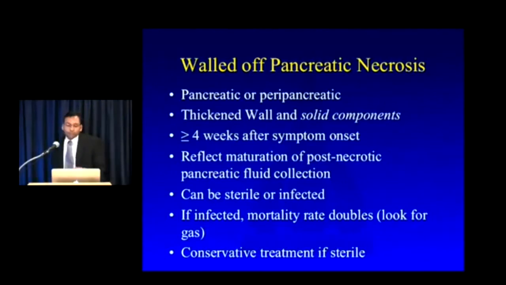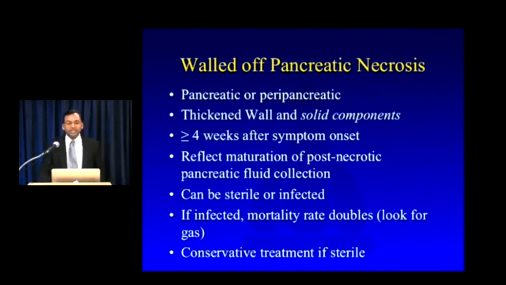Now, if for whatever reason you don't intervene on these collections early, they will eventually evolve into a discrete loculated collection that you're then going to term walled-off necrosis. Now, these collections have been around at least 4 weeks. They are a mature collection that now has a well-defined wall, and for the most part can be sterile or infected, but if infected, there's a significant risk of higher morbidity and mortality, probably a mortality rate double. So you do want to look for the presence of gas within these collections.